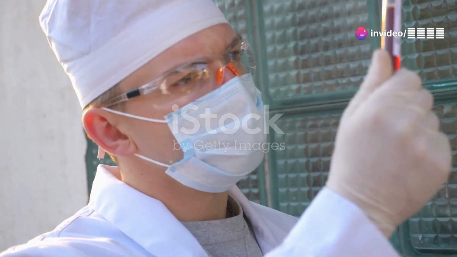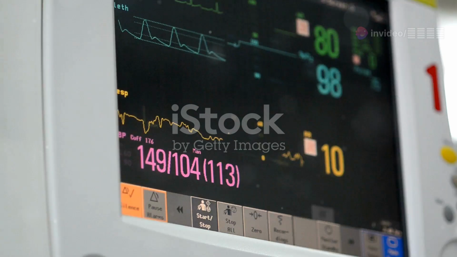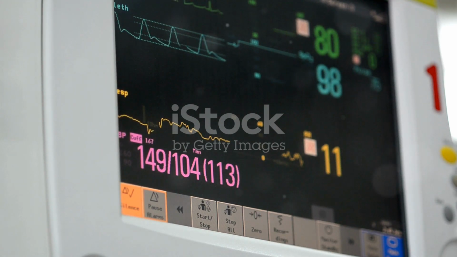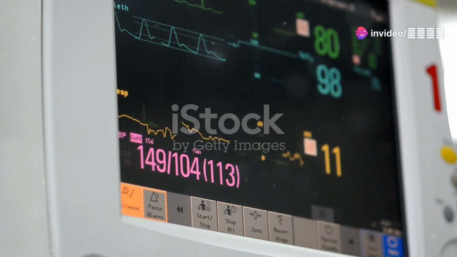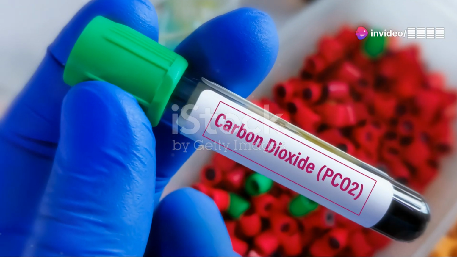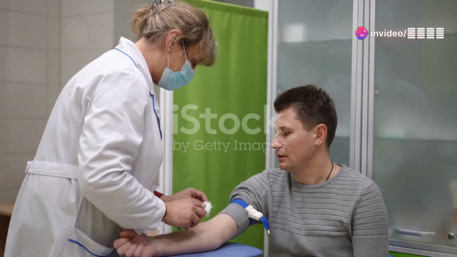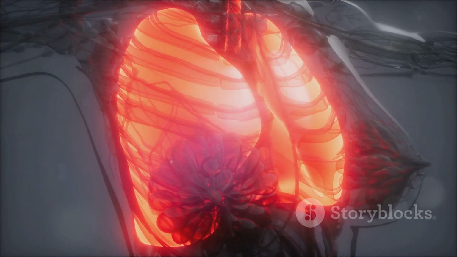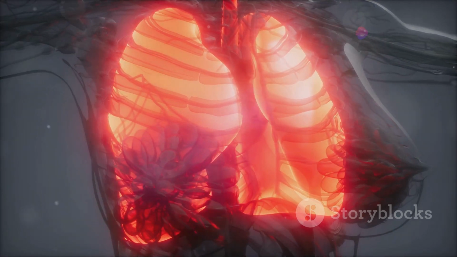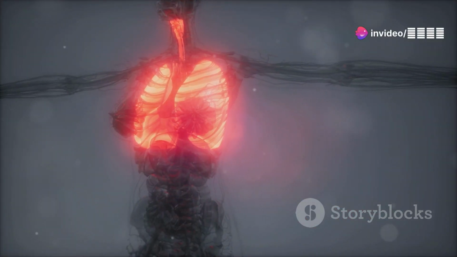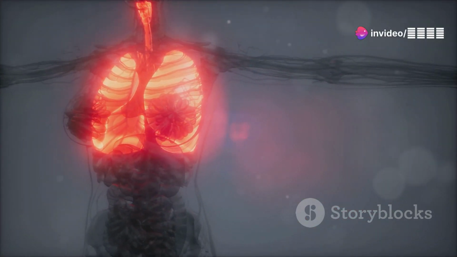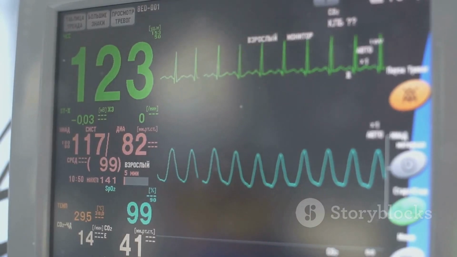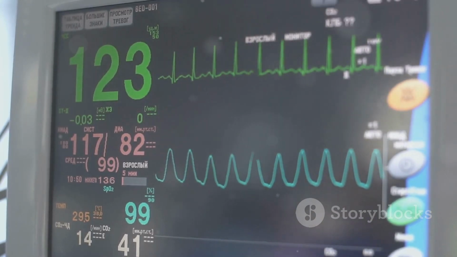Section 5. PCO2. Measuring carbon dioxide levels. PCO2, or partial pressure of carbon dioxide, is a crucial component of ABG analysis that reflects the lung's ability to remove carbon dioxide from the body. Carbon dioxide is a waste product of metabolism, and its levels in the blood must be carefully regulated. Imagine the lungs as bellows, constantly working to expel carbon dioxide and take in oxygen. When we breathe, carbon dioxide from the blood diffuses into the tiny air sacs in the lungs called alveoli and is exhaled. Normal PCO2 levels typically range from 35 to 45 millimeters of mercury.